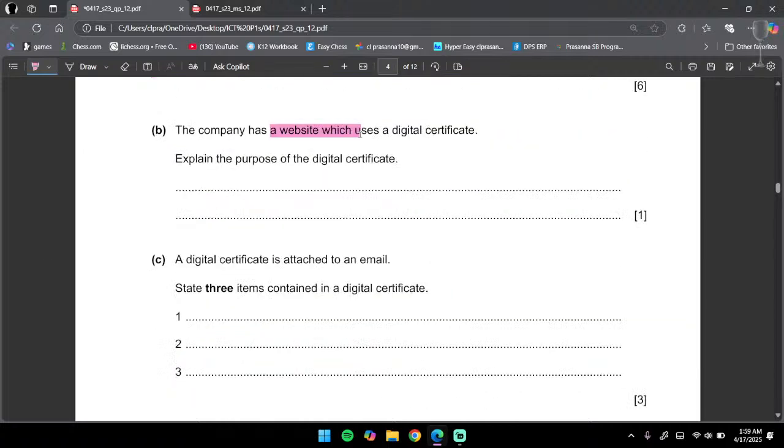The company has a website which uses a digital certificate. Explain the purpose of a digital certificate. A digital certificate basically ensures that the website you're using is trusted or authentic, and it verifies whether the company owns the website or not. The digital certificate is also used to share a public key for encryption when communicating with the website.